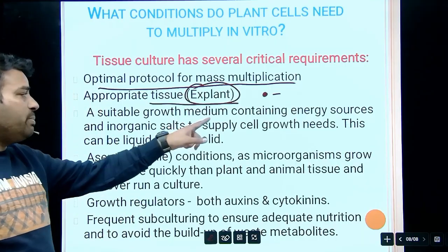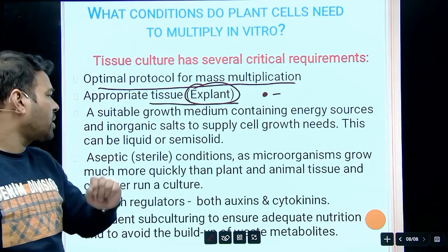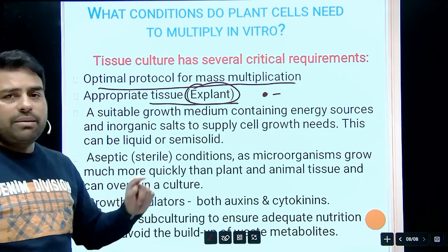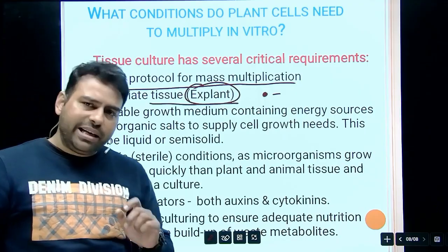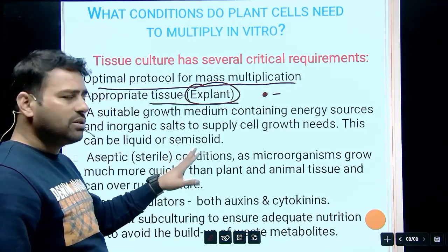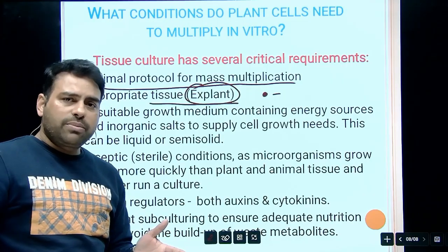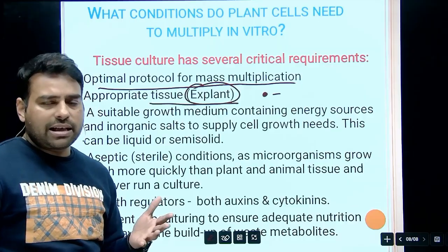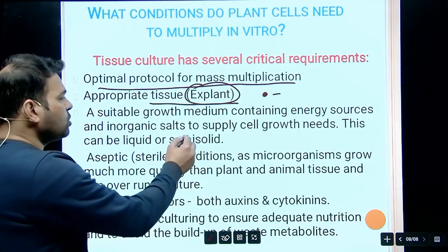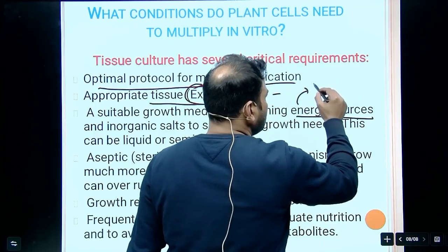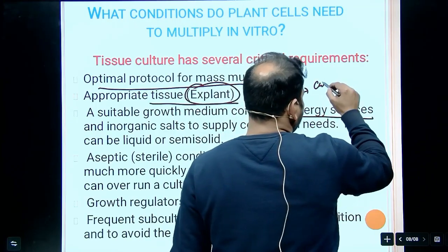A suitable growth medium containing an energy source and inorganic salts to supply cell growth needs. This can be liquid or semi-solid. So two types of media will be there, one is liquid, second is semi-solid. Both we can use for the production or multiplication of the plant or for another purpose as discussed. So these growth media should contain energy resources, which will be carbohydrate.